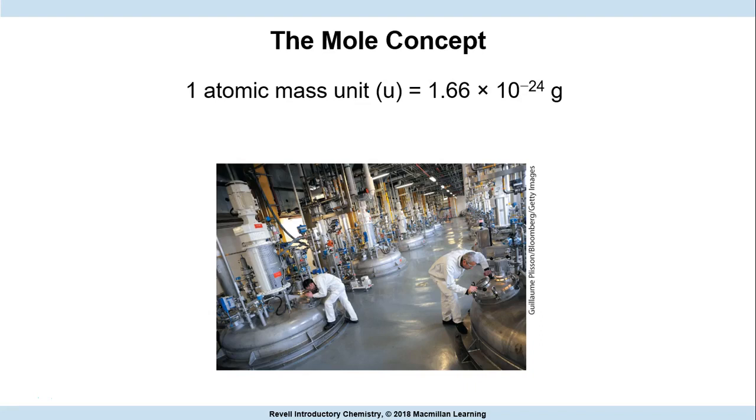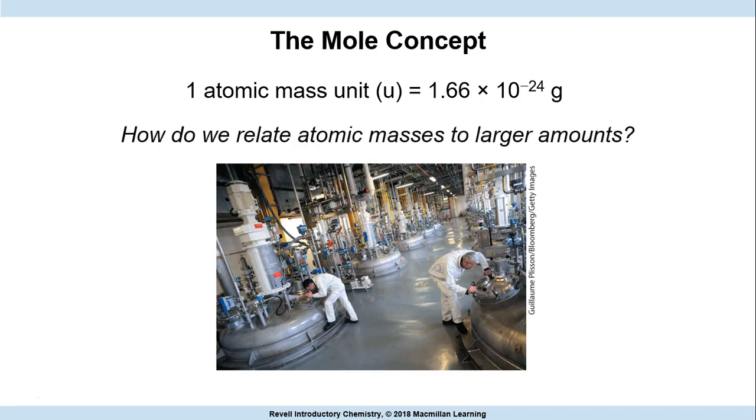Now, let's look at what is called the mole concept. We've been working with atomic mass units. I've been mentioning atomic mass units to you. Now let's see what exactly is the atomic mass unit. One atomic mass unit is equivalent to 1.66 times 10 to the minus 24 grams. So this is a very small amount in terms of grams, very small.